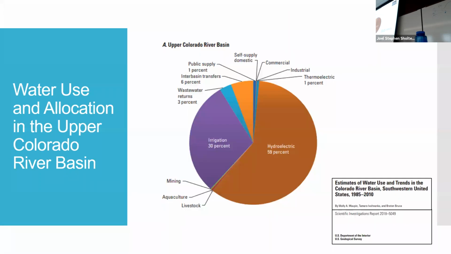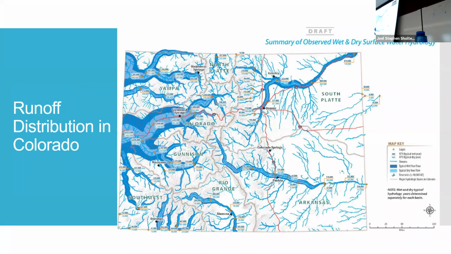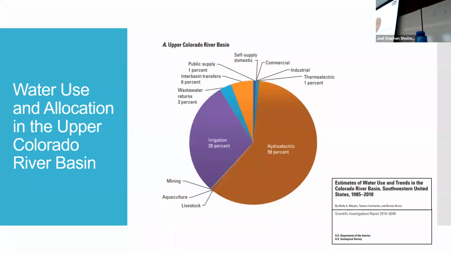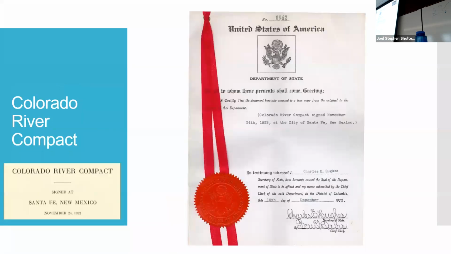All right, so we've got a lot of uses, right? We've got a lot of water coming out of Colorado, a lot of uses, not just within the state. This is the uses across the whole basin. And back in the day, people realized that we need to come up with some agreement about how to allocate and distribute this water. So in 1922, the Colorado River Compact was signed. And this was between all of the states from Colorado down to California.